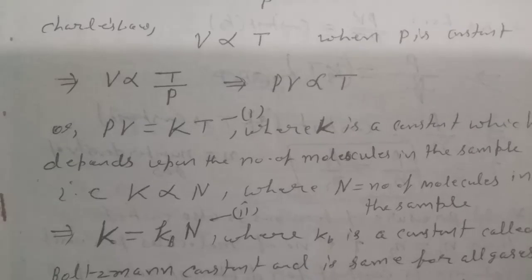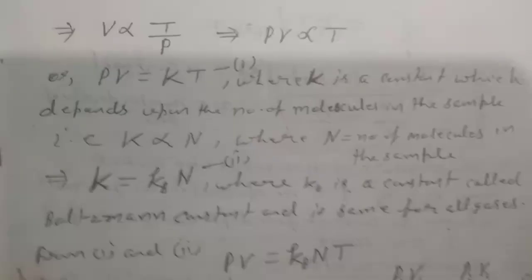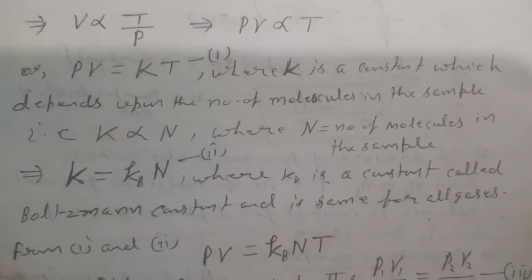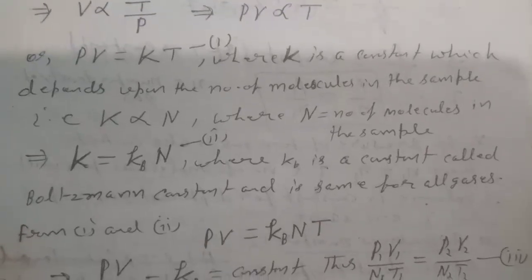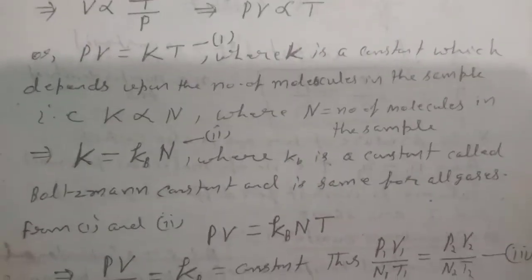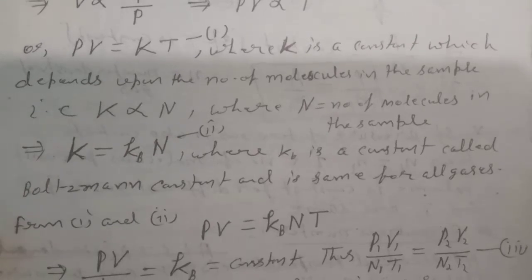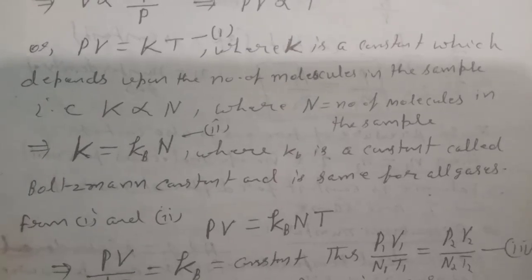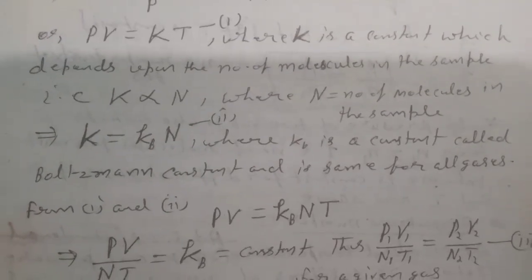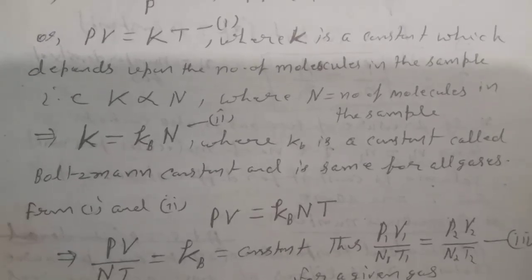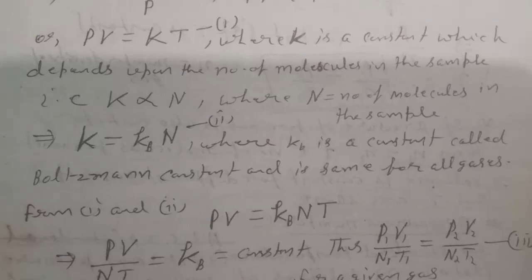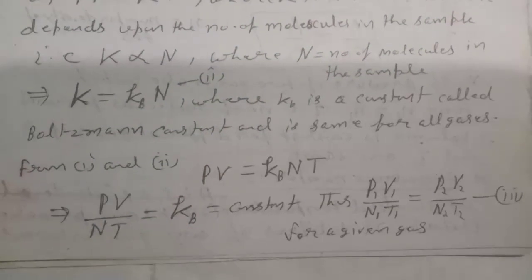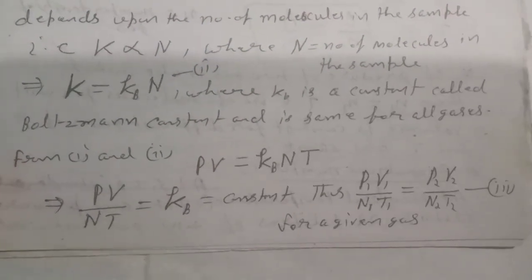This implies PV is proportional to T, or PV equals K into T, where K is a constant which depends upon the number of molecules in the sample. That is, K is proportional to N, where N is the number of molecules in the sample. So K equals k_B into N, where k_B is a constant called the Boltzmann constant and is the same for all gases.